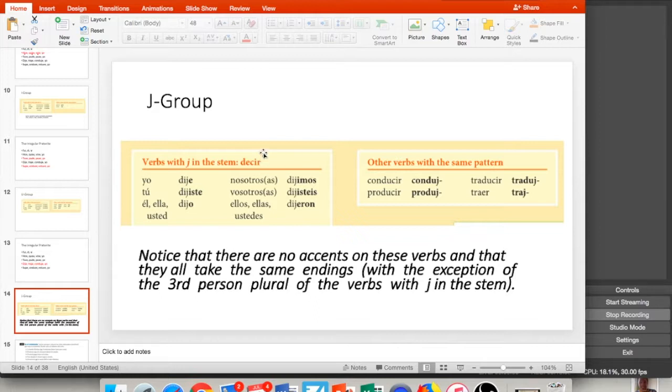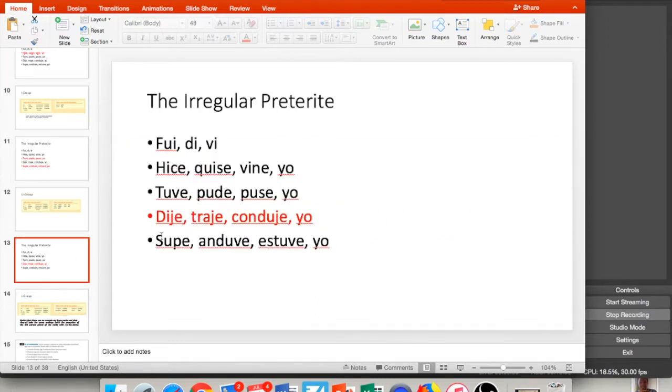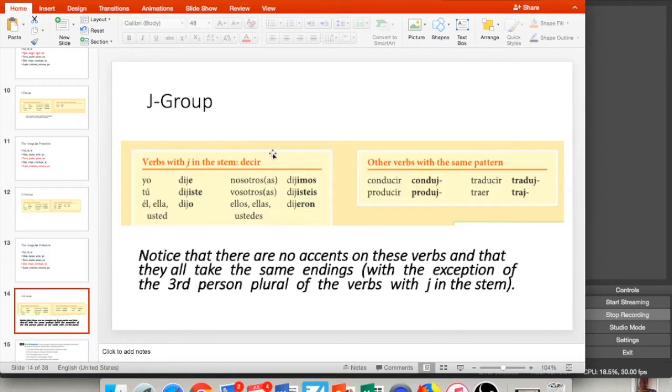So, decir is one of the first words in our song. Decir changes to dije, and decir is to say or to tell. So, I said, yo dije. You said, tú dijiste. He or she said, ella usted dijo. So on and so forth. So, all of these other J group words work in the same way.